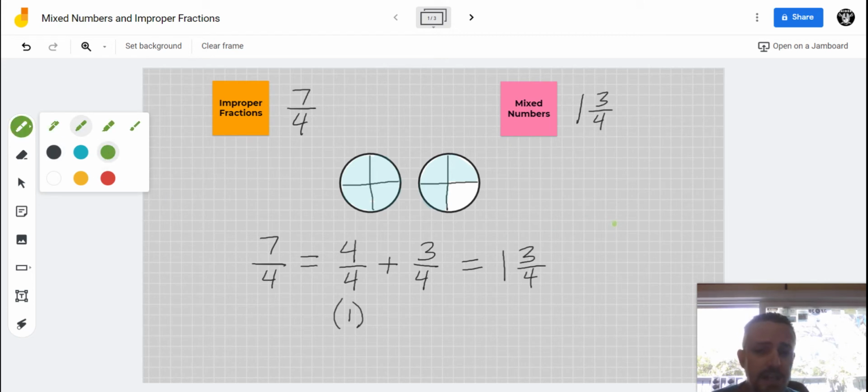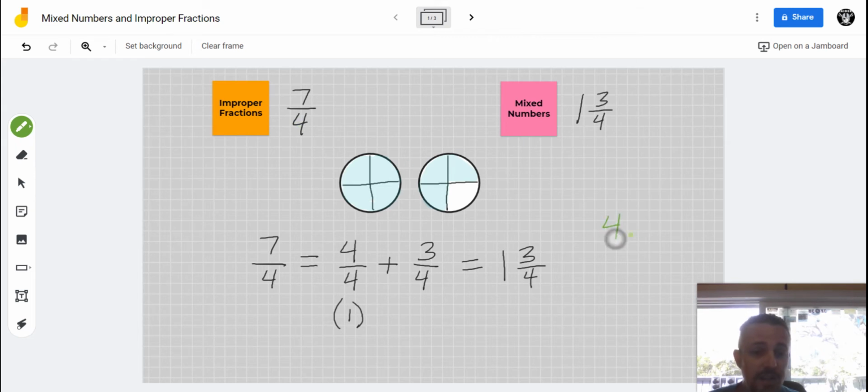All right, so let's take another look at another way you can do this. Instead of breaking it apart and decomposing it, there's another way to change this improper fraction into a mixed number, and that is using division. Because if you remember, a fraction is a division problem. So you can take 7 and divide it by your denominator, which is 4. So take a look at what I do.